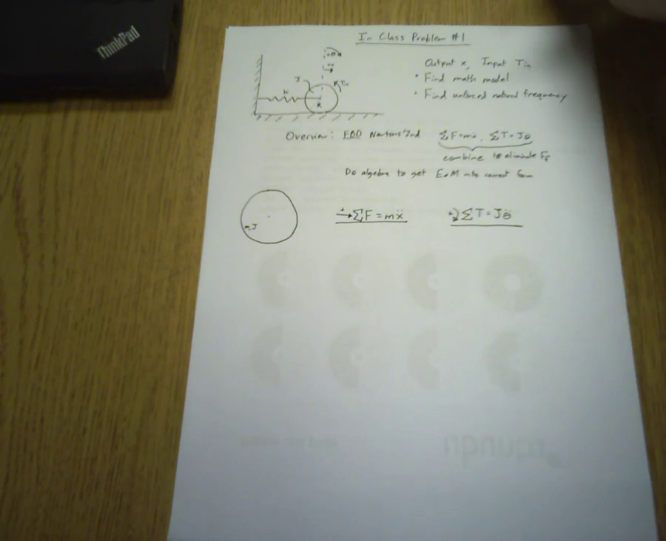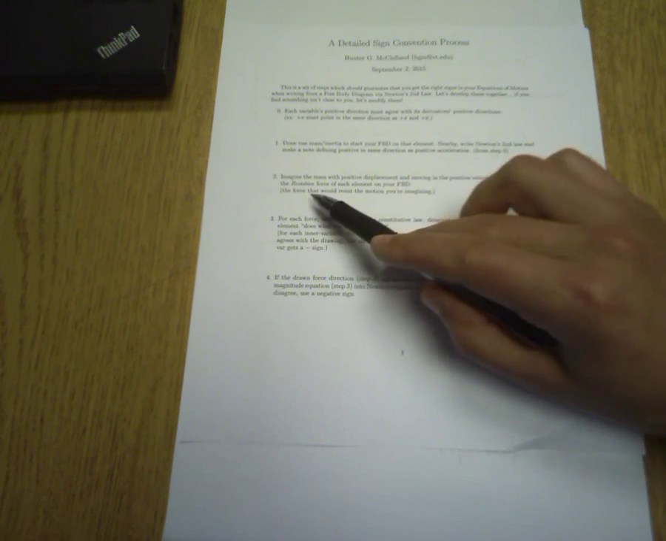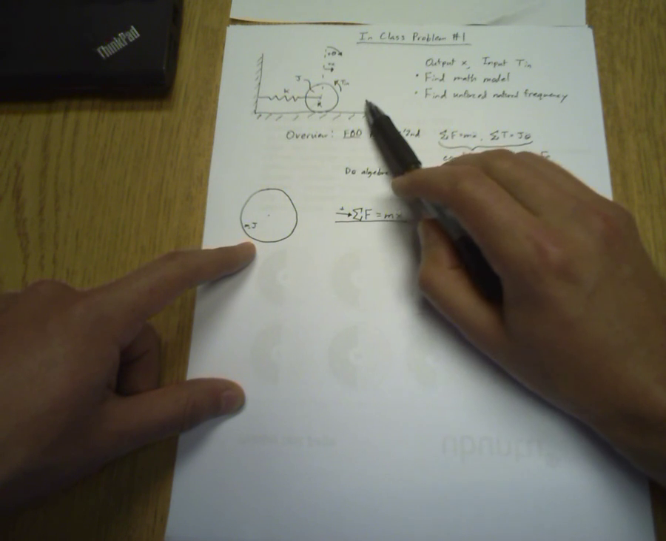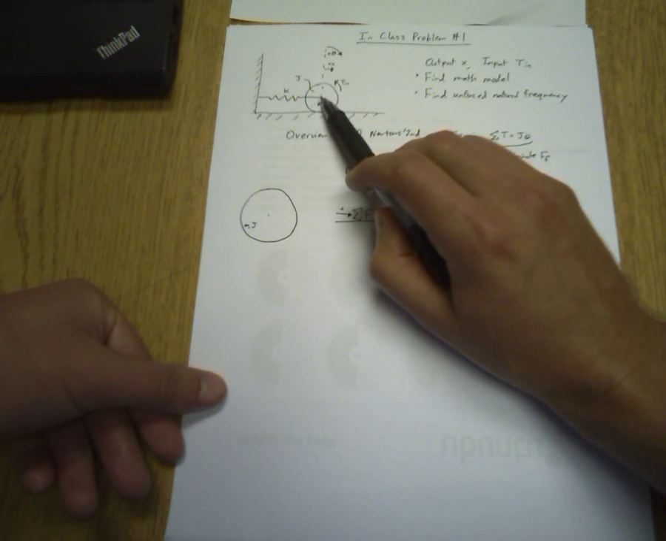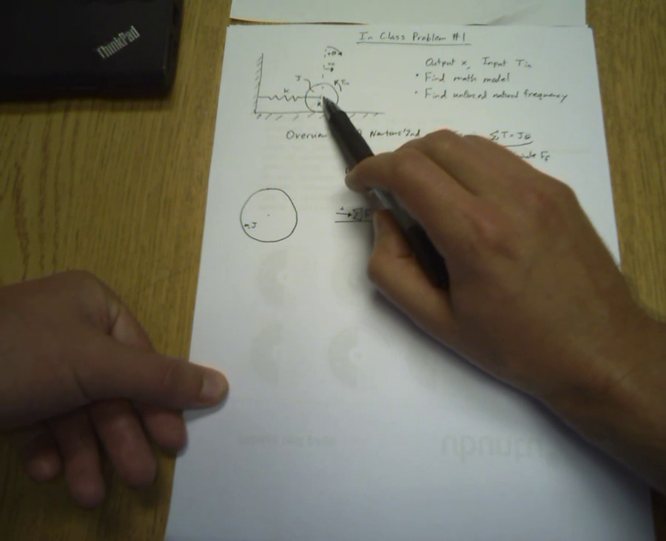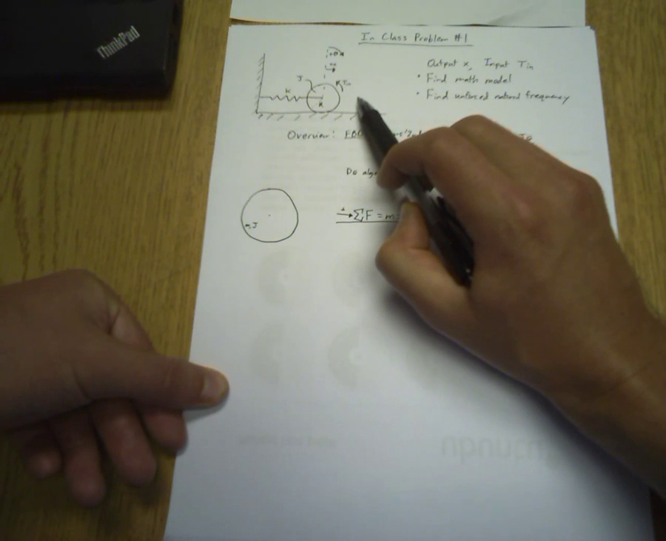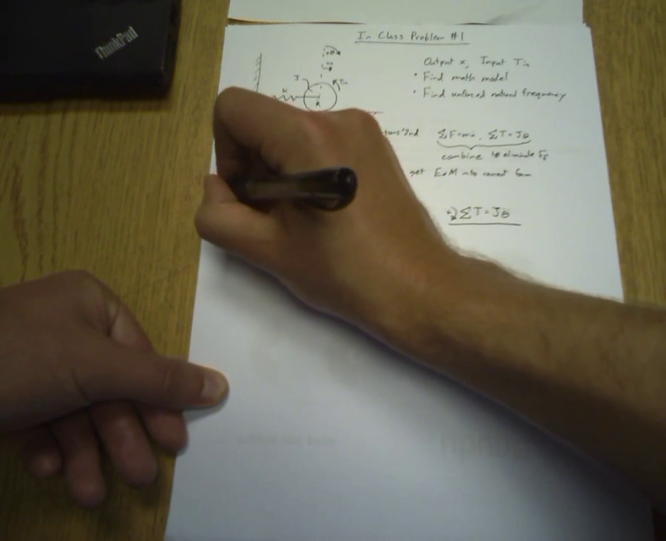Okay, that completes step 1 in the sign convention process. Step 2 is the important step. It reads, imagine the mass with positive displacement and moving in the positive velocity. Draw the resistive force of each element on your free body diagram. So here's my mass. I'm going to move it from the 0 point in the positive direction and imagine it's traveling with positive velocity. How will the spring act on this mass? Well, you know that the spring's resistive force will oppose the positive displacement, and I'll draw the resistive force in that direction.